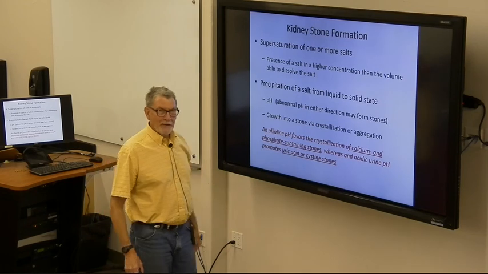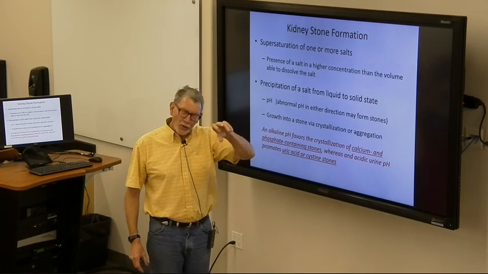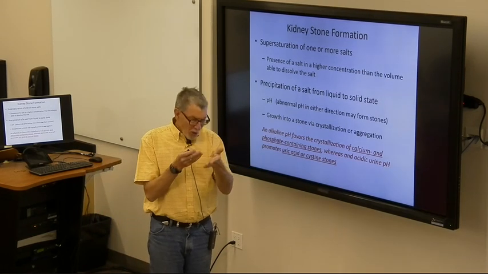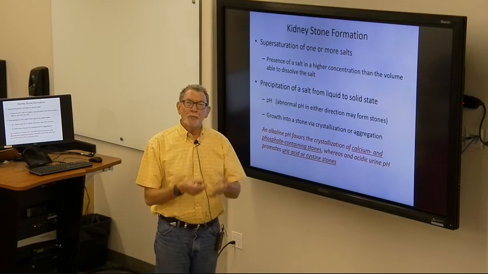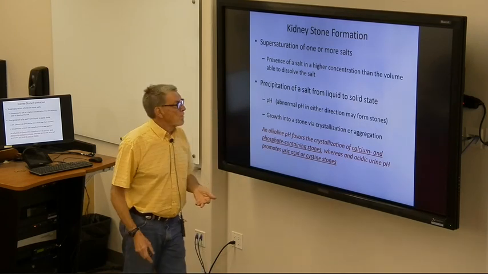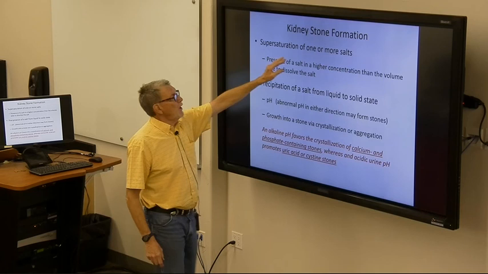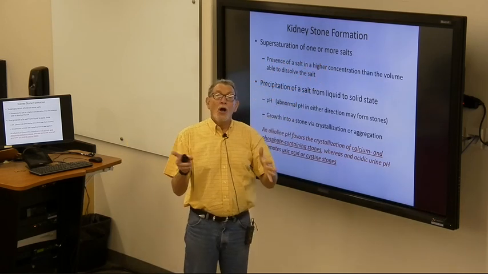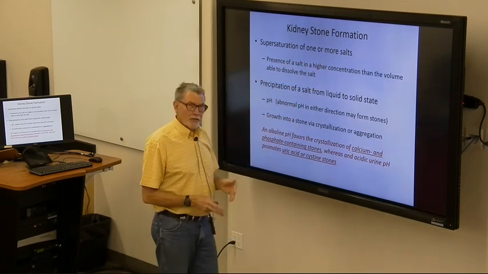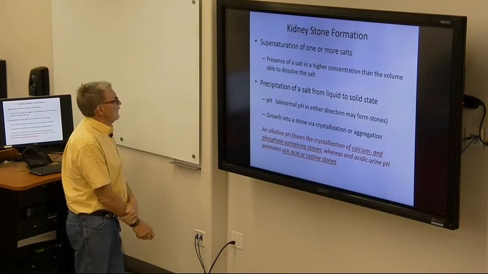Supersaturation of something: if you put too much sugar in your tea, it won't all dissolve. Some of it falls out. Some of it precipitates out. So either you have too much solute or too little fluid, and that's a good start toward getting kidney stones.